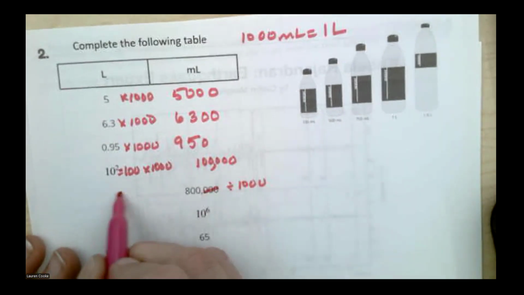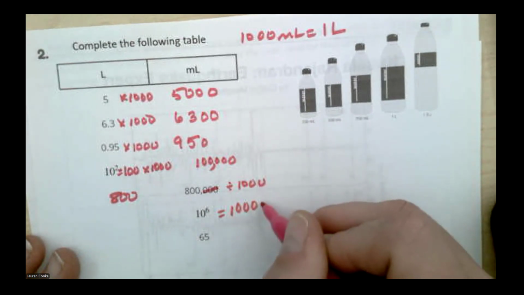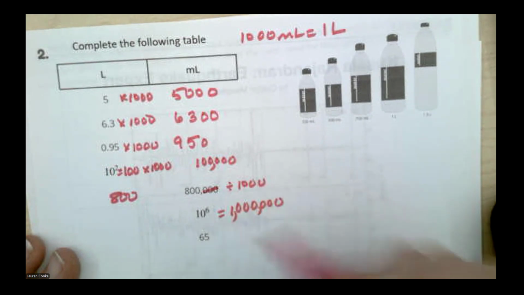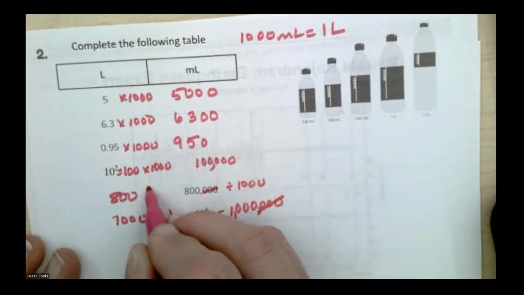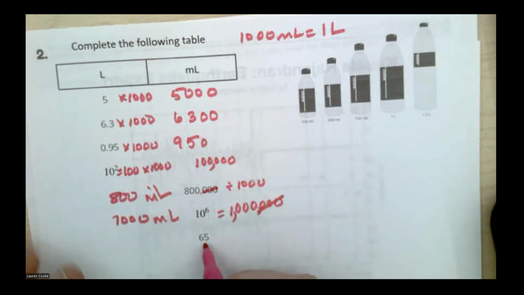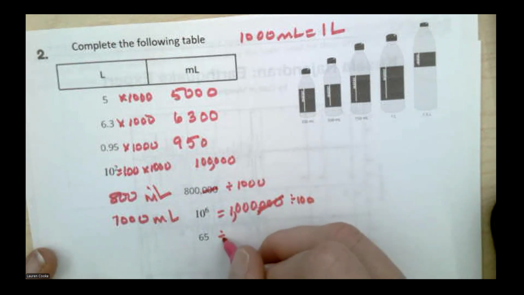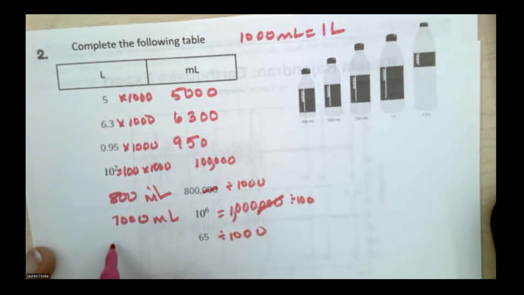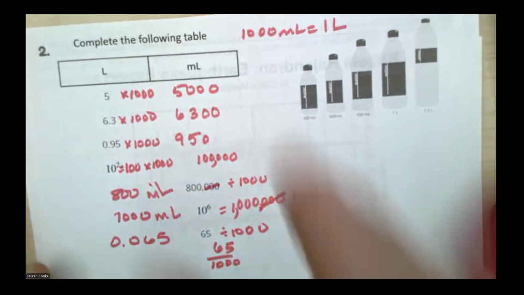Okay. Now I'm dividing by 1,000. So I'm getting rid of 3s. So that's going to be 800 liters. This is 1 million, but I'm dividing by 1,000. So I'm just going to get 1,000 milliliters. And then this is 65 divided by 1,000 is going to give me 0.065 thousandths. That's how that works, right? 65 thousandths.